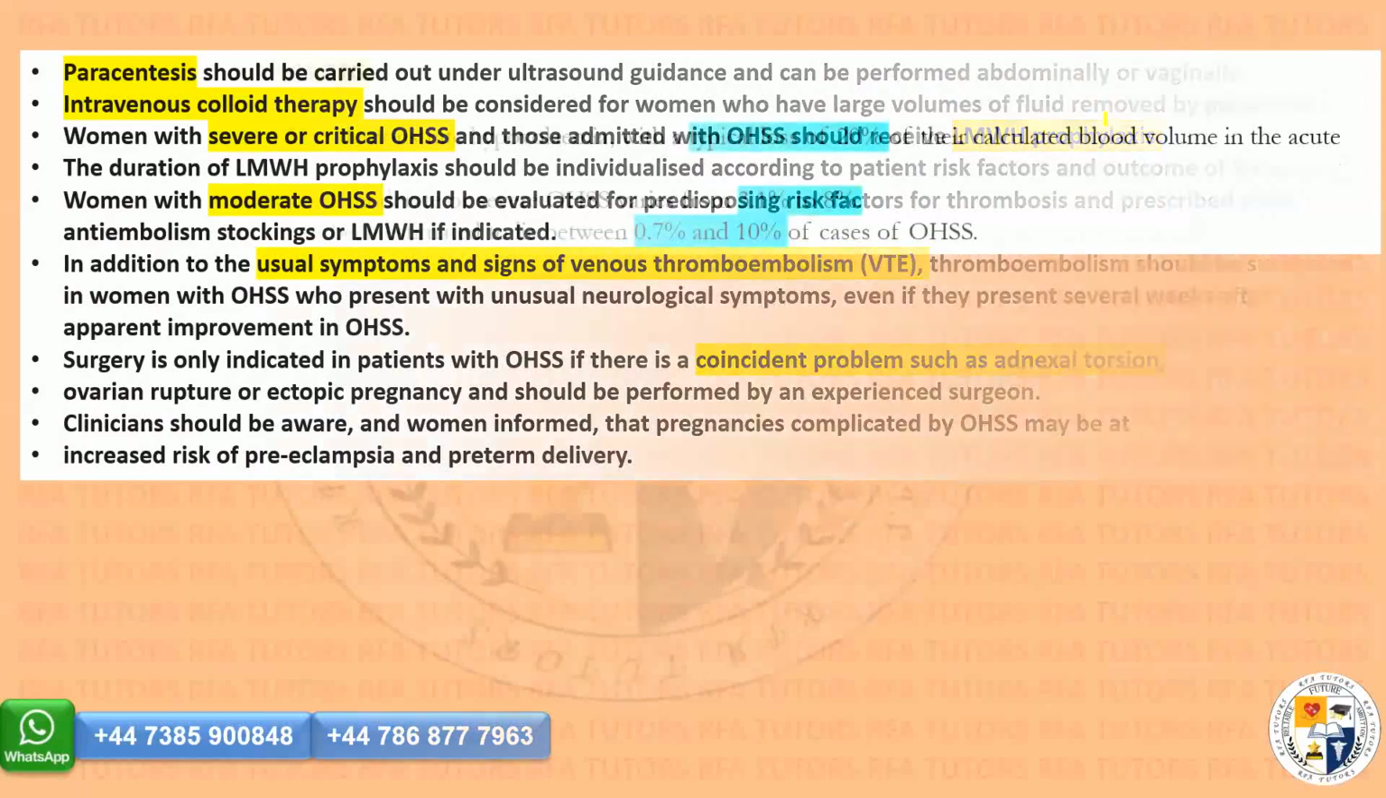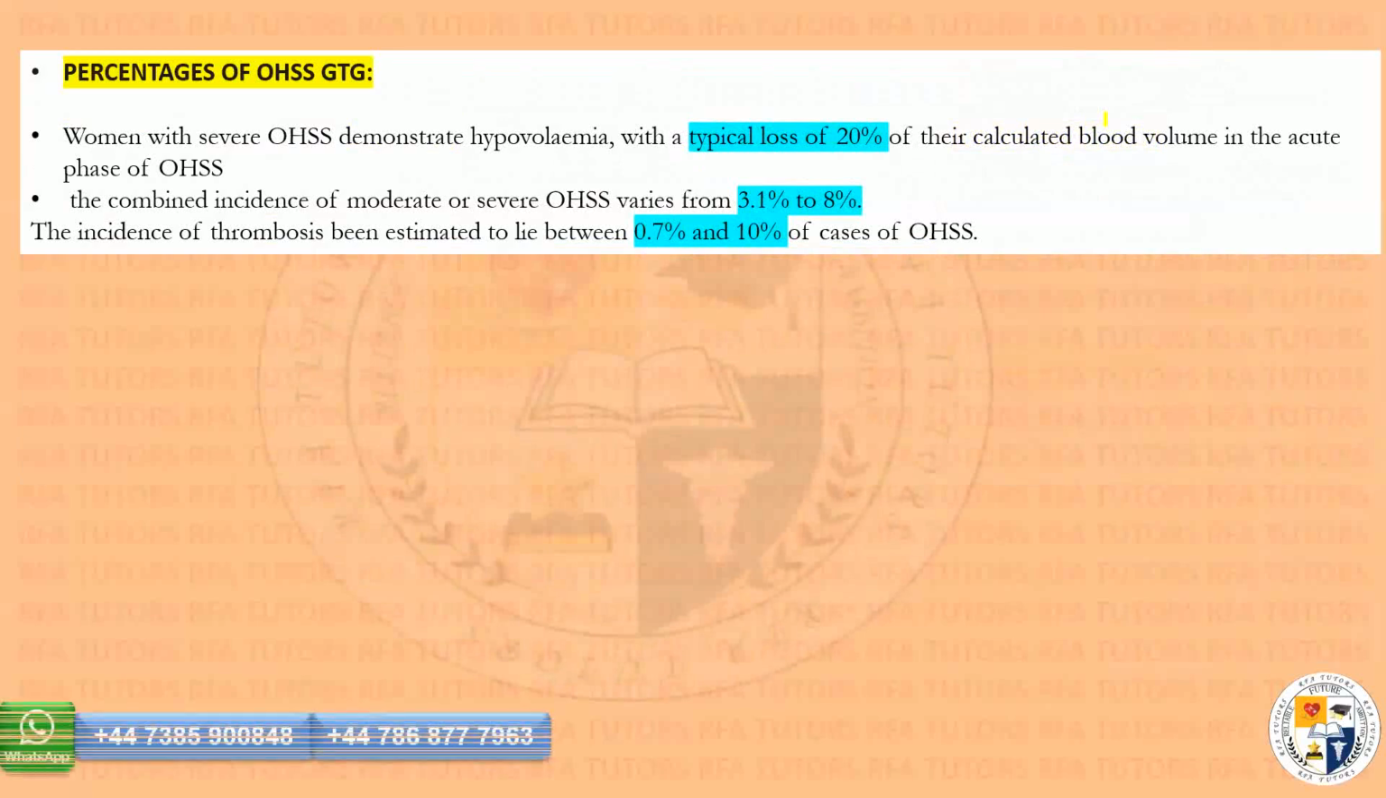And at the end of the notes, we will make a percentages page or a small sheet, a small stick-on of that GTG. That is the way to remember. So when your notes are ending up, the percentages of the OHSS GTG you're going to put together.